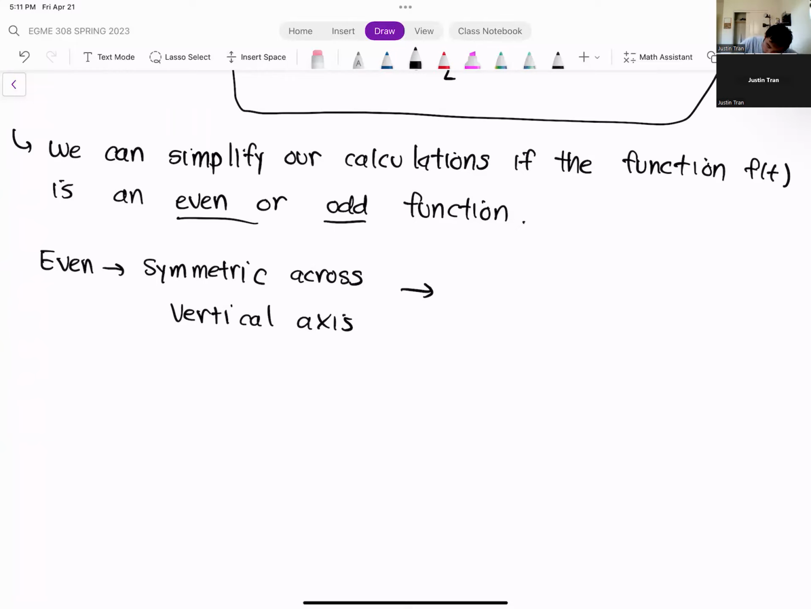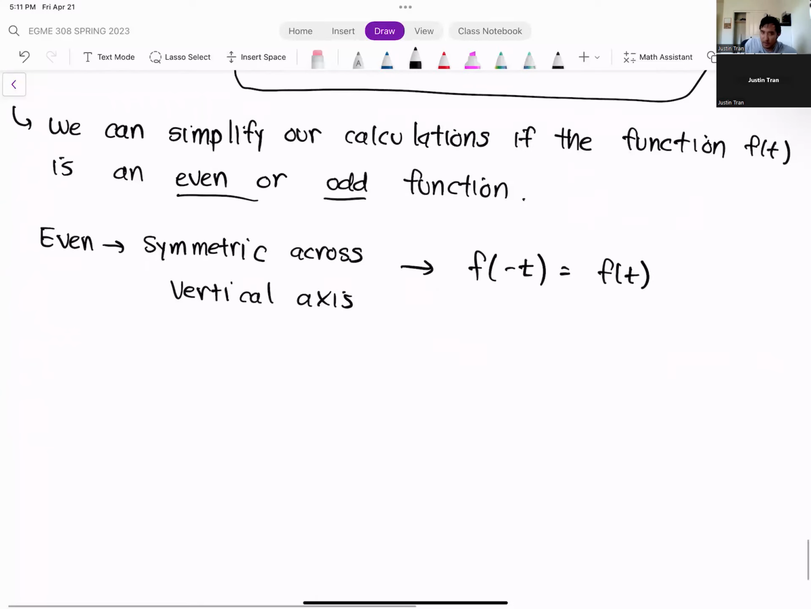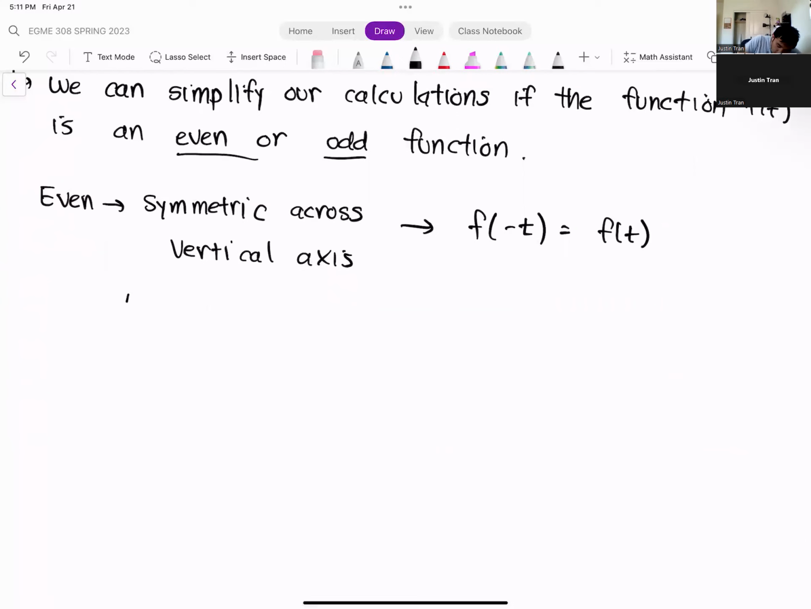The mathematical test is that if you compute your function and evaluate it at minus t, that should give you the same thing as f of t. So this may be a little bit easier to see for some people than the visual look. And so let me give you an example.